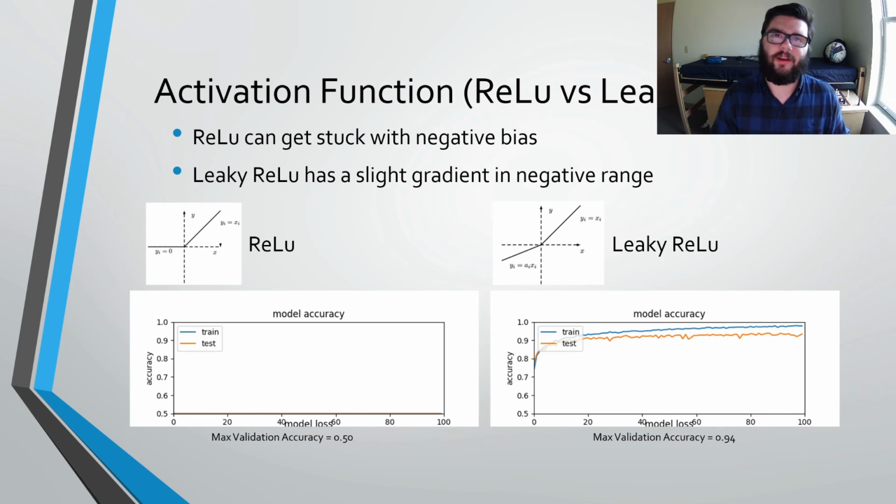Now, the leaky ReLU activation function solves a lot of these issues by adding a slight gradient in the negative range, essentially causing all negative values to not actually output a value of 0. And in our experiments with this leaky ReLU activation function, we came across very similar accuracy and graph outputs as in linear and softmax, with a max validation accuracy of 94%.